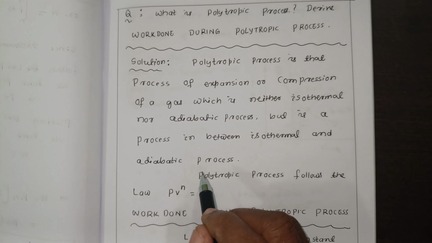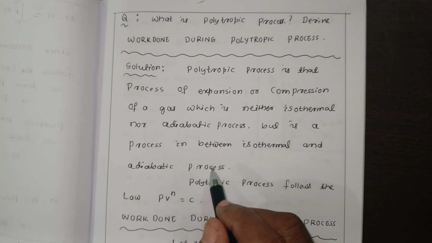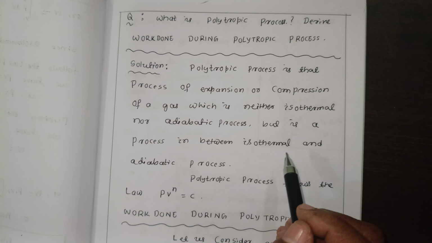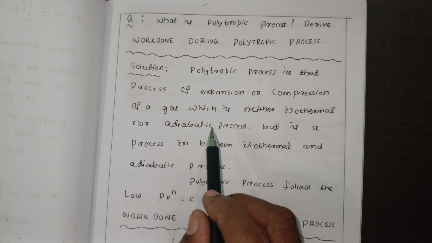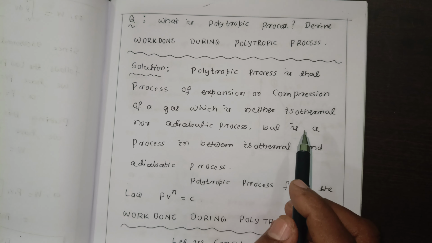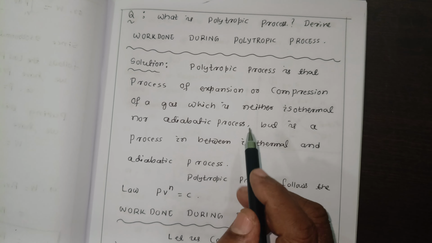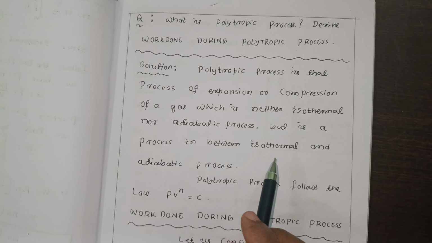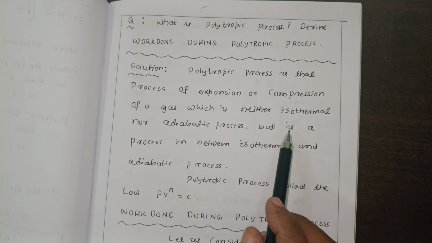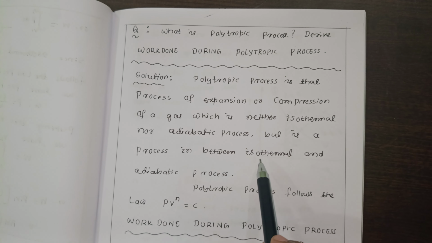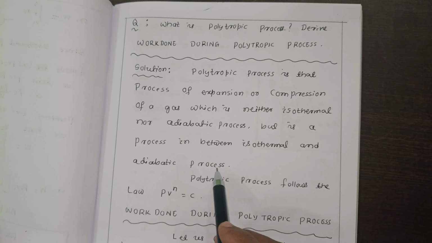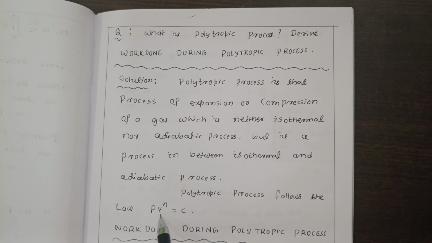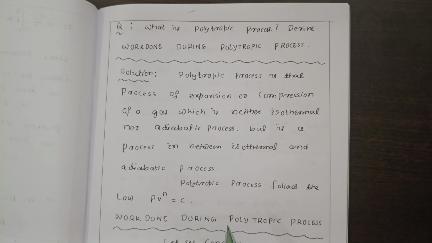You know adiabatic process follows the law PV to the power gamma is equal to constant, where gamma is equal to 1.4, but isothermal process is PV is equal to constant. So the value of n for the polytropic process will be between 1 and 1.4. That means it is a process in between isothermal and adiabatic process. Polytropic process follows the law PV to the power n is equal to constant.